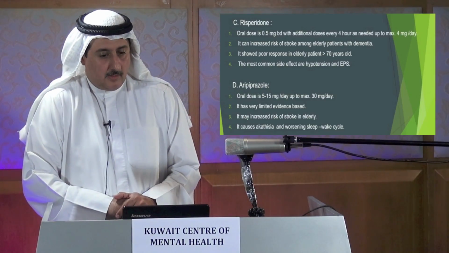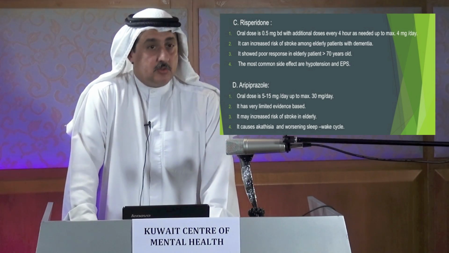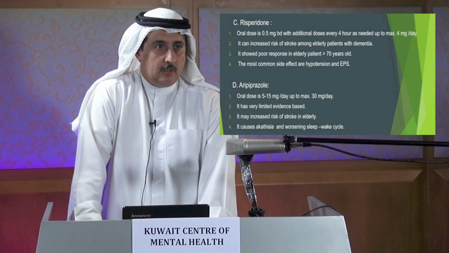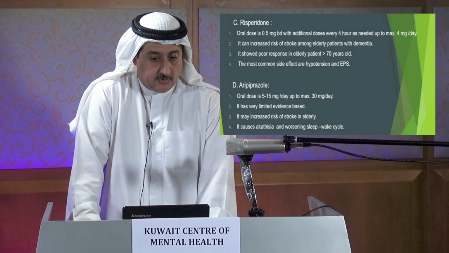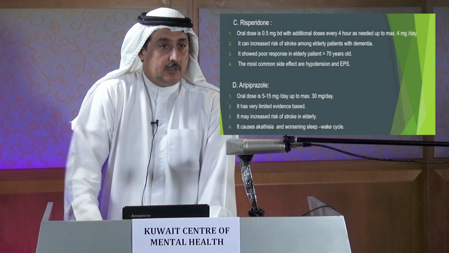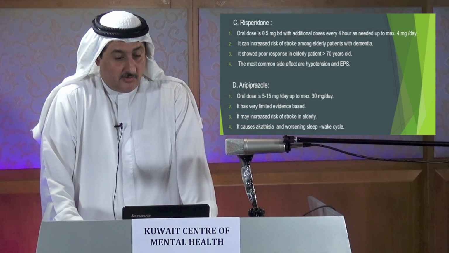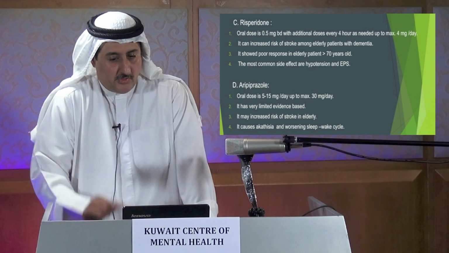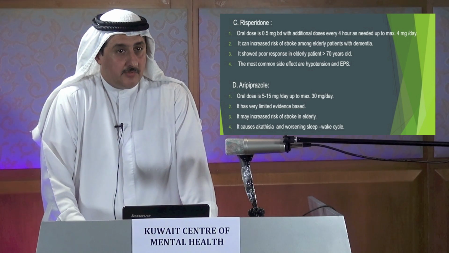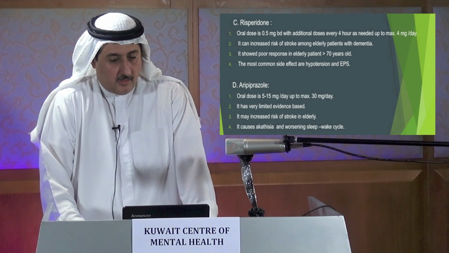The third one will be risperidone. The oral dose you can start is 0.5 milligram BD with an additional dose every 4 hours, up to a maximum of 4 milligram per day. It can increase the risk of stroke among elderly people with dementia. This is like olanzapine. According to evidence, it showed poor response in people more than 70 years old. The common side effects are extrapyramidal side effects and hypotension.